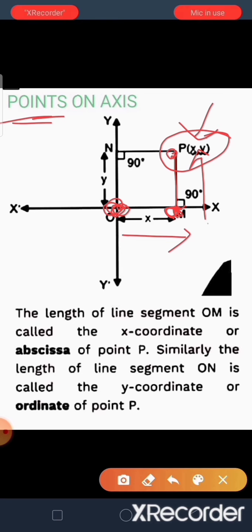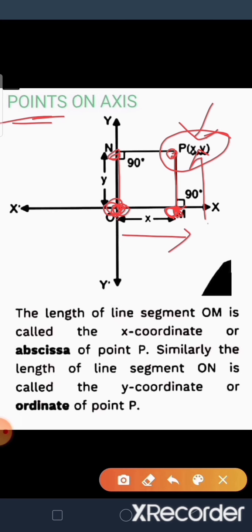Similarly, we start from O and in the positive direction of the y-axis we cover the distance to point N, because P is in the first quadrant, both signs are plus, plus, and both are in the positive direction.